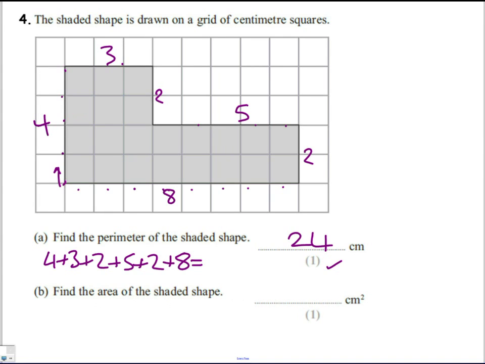Find the area of the shape. When you have these centimetre square shapes, it's simply a case of counting up the squares. So 1, 2, 3, 4, 5, 6, 7, 8, 9, 10, 11, 12, 13, 14, 15, 16, 17, 18, 19, 20, 21, 22 centimetres squared. And that again is worth 1 mark.